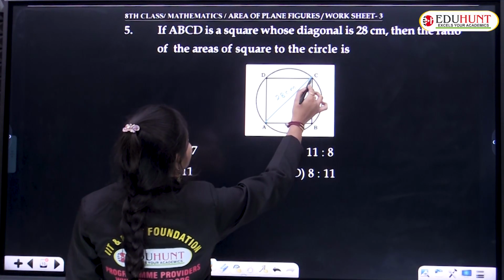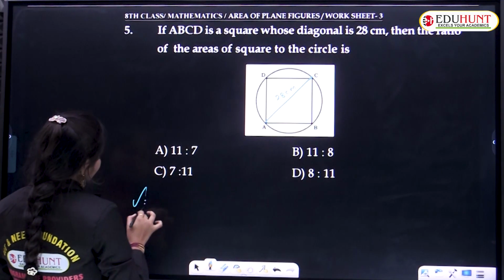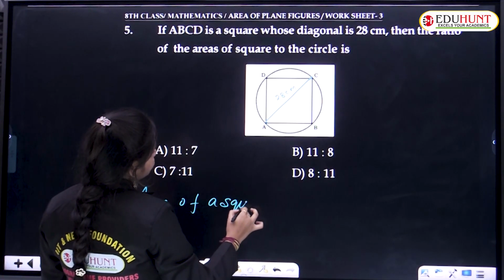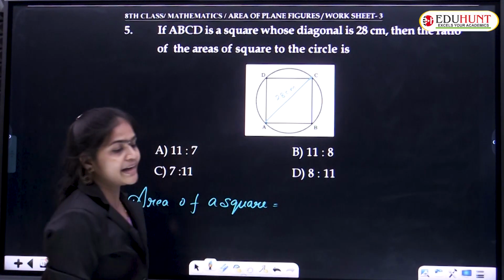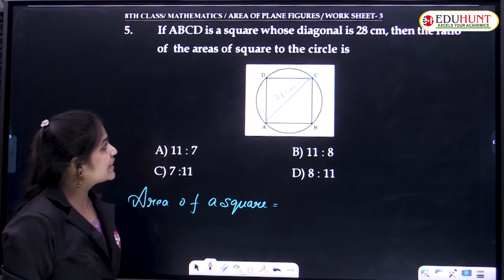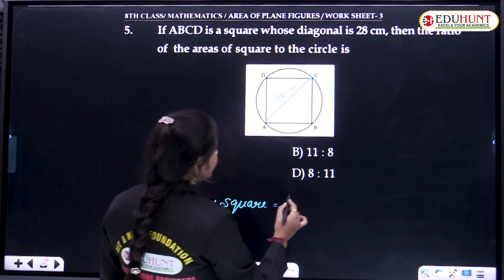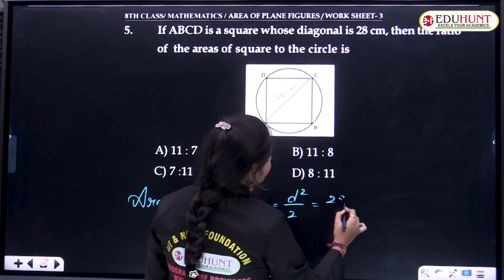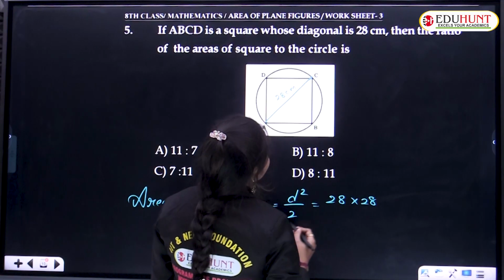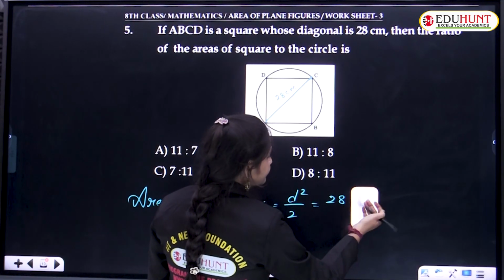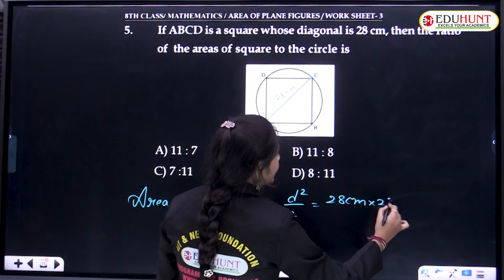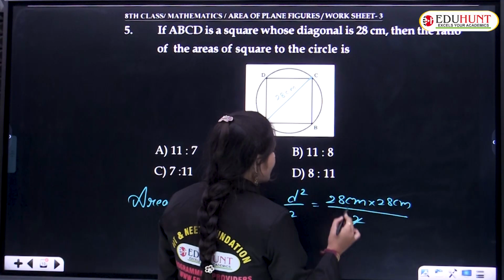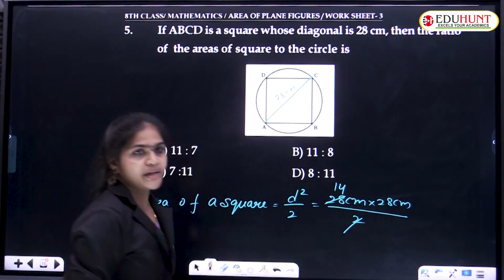Area of a square by using the diagonal formula. So what is the diagonal formula here? D square by 2. D is equal to 28 centimeters, which means 28 into 28, whole by 2. Two 14s, 14 centimeters.